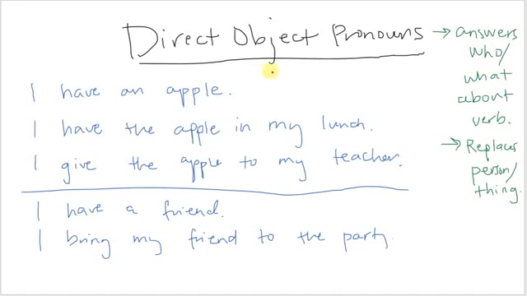Guys, we are going to be talking about direct object pronouns. So probably in English, you don't even know what a direct object is, so we're going to talk about that first. A direct object answers who or what about the verb.